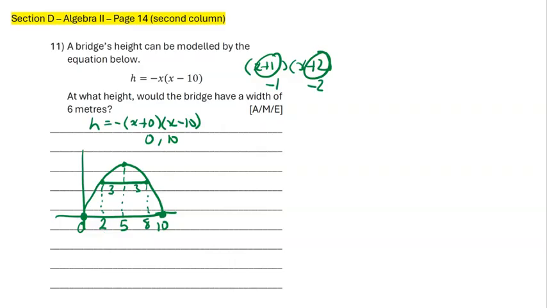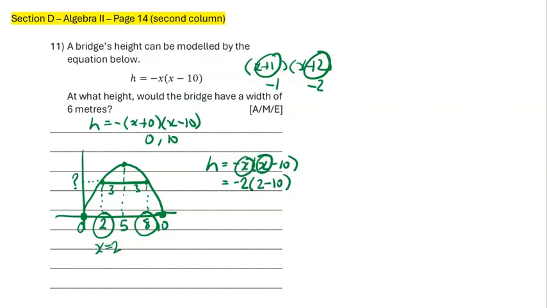So now that I've got that, I now need to figure out the height. So that's this markup here. And that's when we need to go back to this formula here. So h is equal to negative x bracket x minus 10. So height is what we're trying to find out, right? And we know this height is going to occur when x is equal to 2. So let's substitute in 2. So it's going to be negative 2, and then it's going to be 2 minus 10.